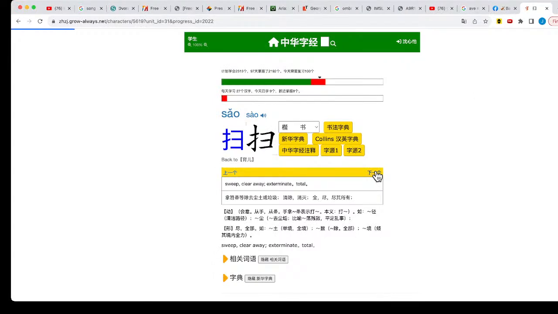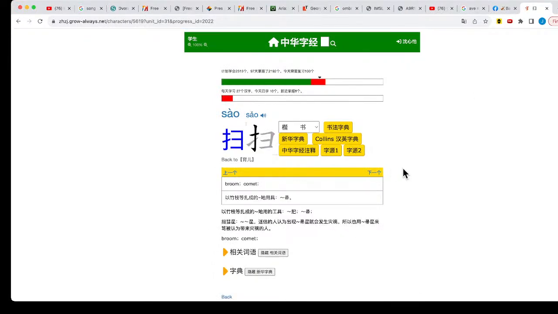Next one, 扫. 扫 refers to the broom, 扫帚. When you use it as a verb, you say 扫地, in the third tone. But when you refer to that tool, you use 扫帚, in the fourth tone. Okay, 扫帚.